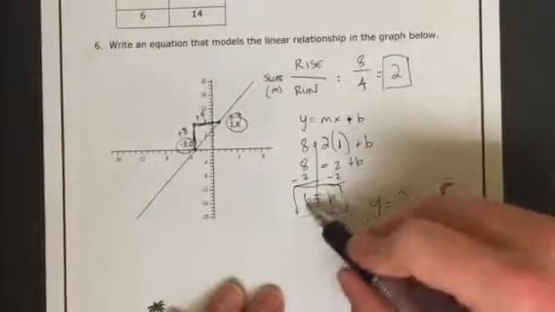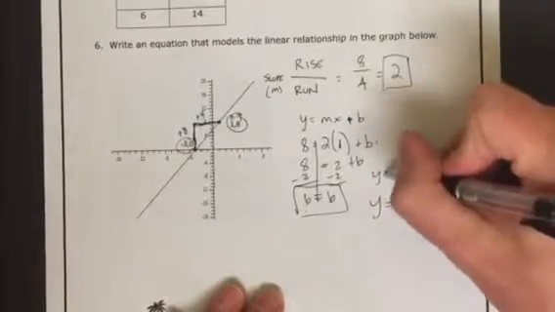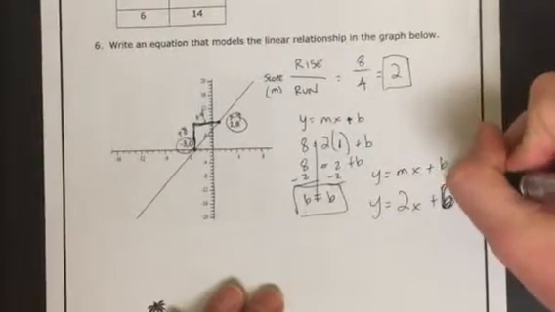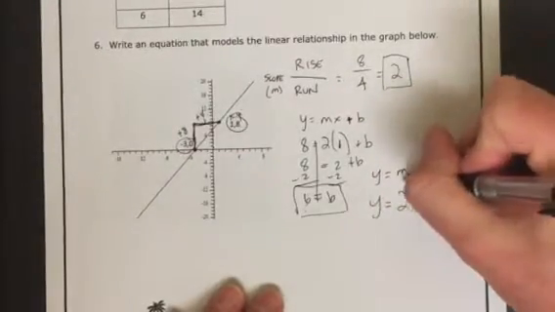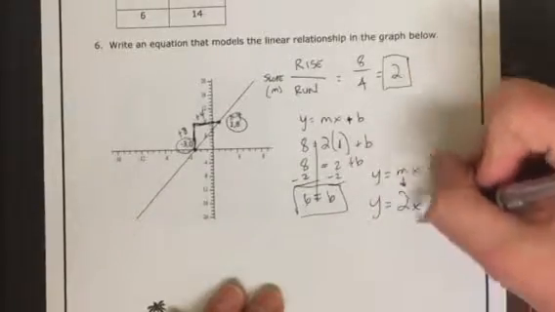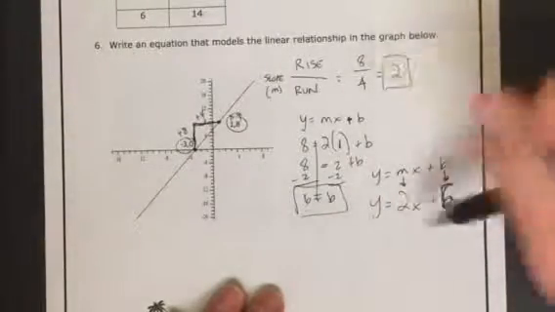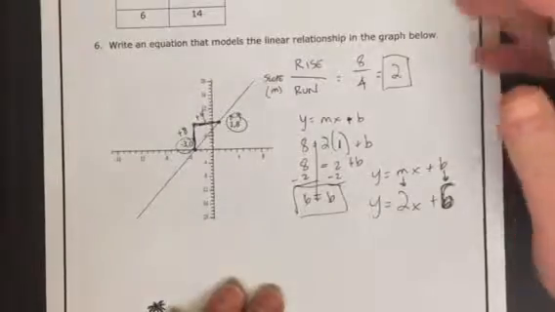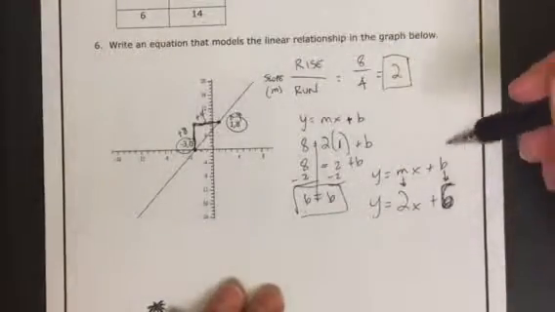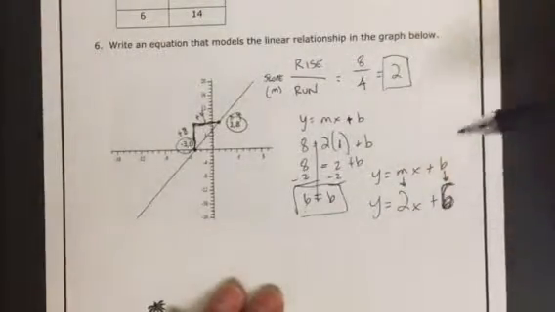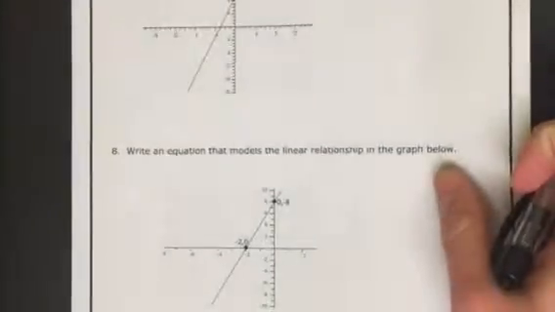Okay, this is the b right here. Y equals mx plus b, so we substituted what we knew, and we're leaving the y and the x alone because our slope-intercept formula is written this way, and that's how we want to write it. So that's how you're going to do number 6, number 7, number 8, 9, and 10. All right, that's it.